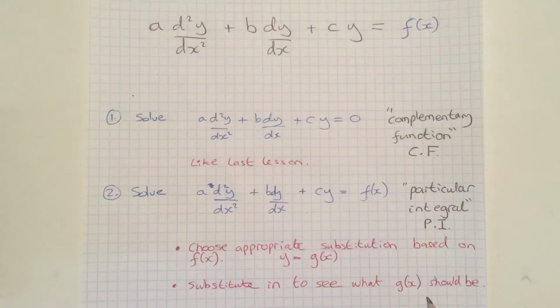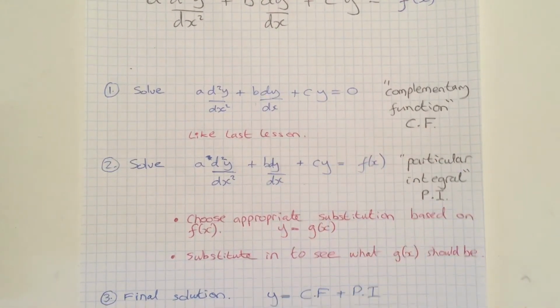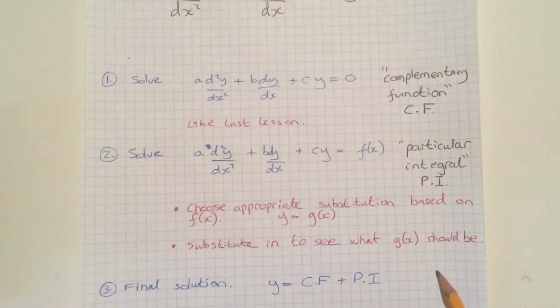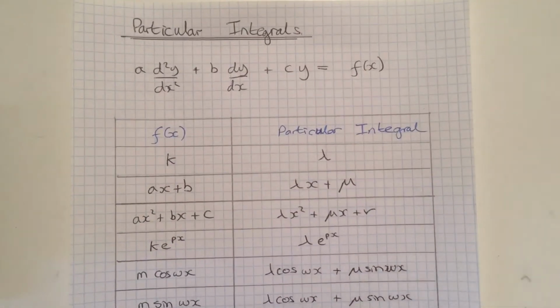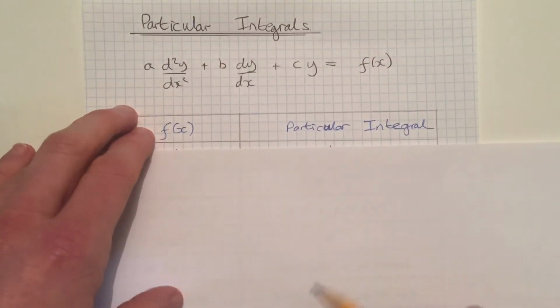So, we're splitting this up into 3 stages. Complementary function, exactly what we did last lesson. I now need to talk to you about the particular integral and how we do that. So, what we do is we look at the right-hand side here, the f of x.